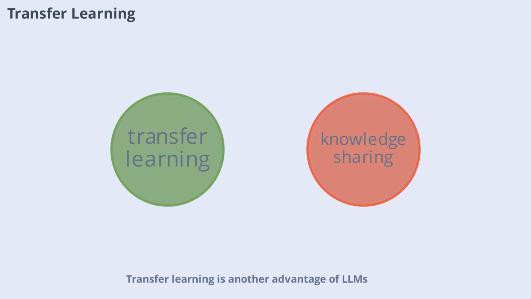Transfer learning is another advantage of LLMs. The knowledge gained from one task can be applied to another thanks to shared embeddings and model architecture. This makes LLMs efficient and effective across a wide range of applications.